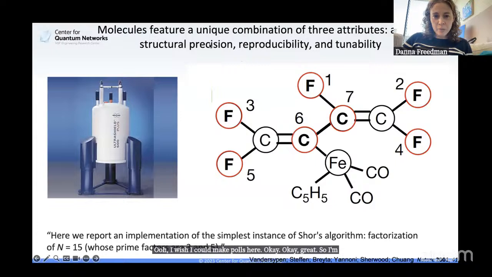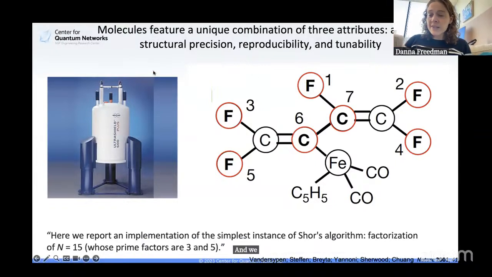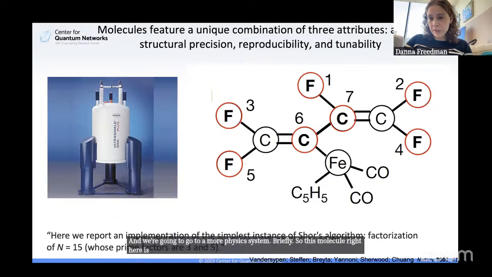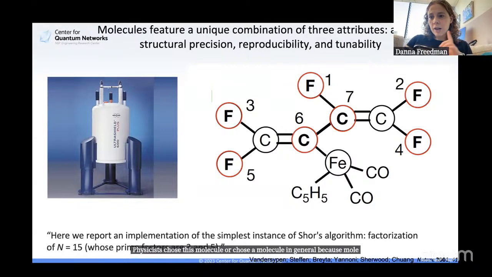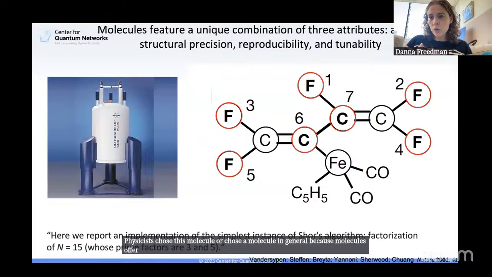This is very helpful. And we're going to go to a more physics system briefly. So this molecule right here is one of the first quantum computers that was ever created. And this is something that we as chemists love. Physicists chose this molecule or chose a molecule in general because molecules offer atomic precision, control, and reproducibility. And those are three attributes that we need for components in a quantum network.